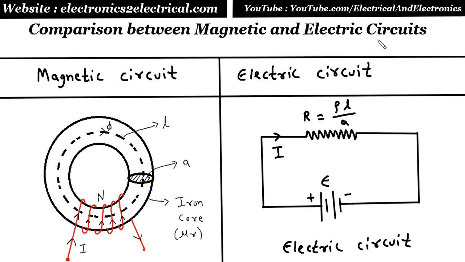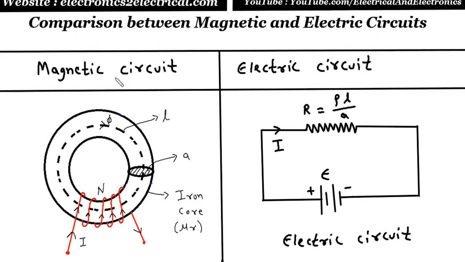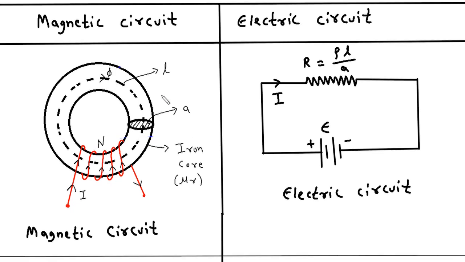Comparison between magnetic and electric circuits. Here we can see this is a magnetic circuit. This is an iron core with relative permeability mu r, on which the conductor is wound with N number of turns. The current flowing through this conductor is capital I. The length of this magnetic circuit is L.